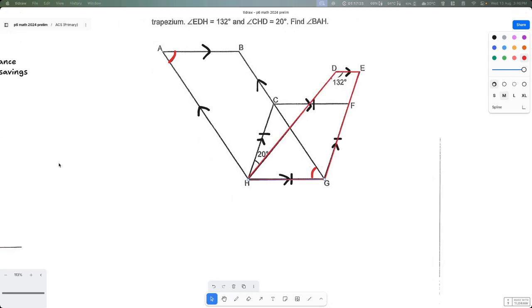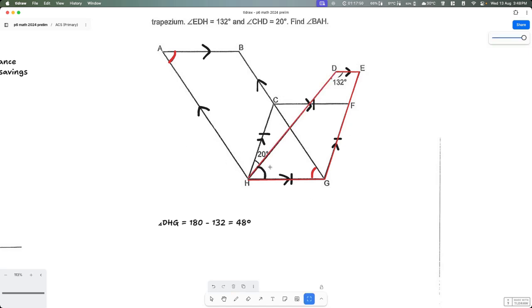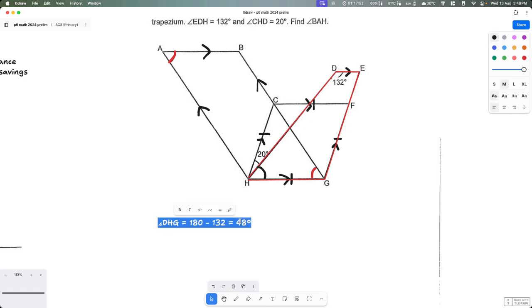First, we know that DEGH is a trapezium, so we can get angle DHG. Angle DHG is equal to 180 minus 132, so in this case it would be 48 degrees. I'm going to draw this and put 48 degrees here.